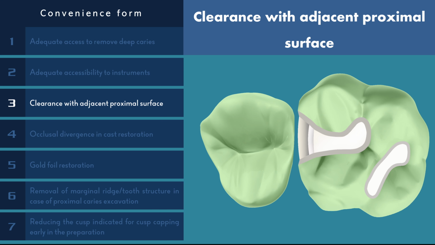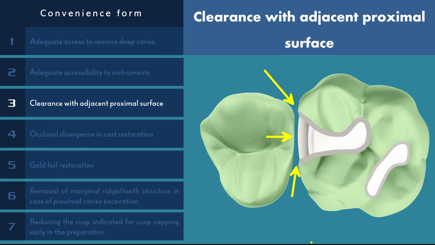Next, the clearance with the adjacent proximal surface. Whenever we are preparing the tooth, the preparation should be cleared from the adjacent tooth by around 0.5 millimeters facially and lingually and around 0.2 millimeters gingivally from the adjacent tooth. This is provided so that the margins of the restorations can be kept in self-cleansing areas. Self-cleansing areas are those areas which can be cleaned by the patient and also that will get cleaned by the physiological movement of the saliva and the food materials while chewing.